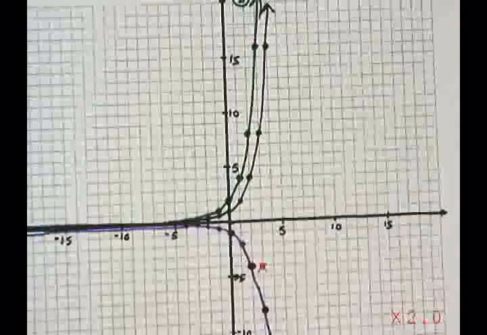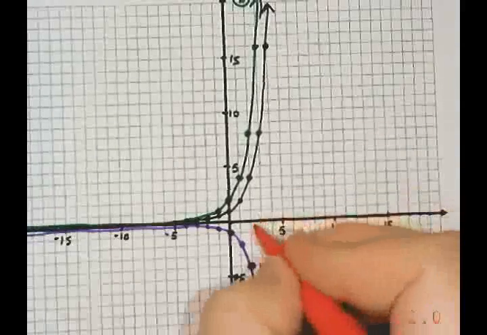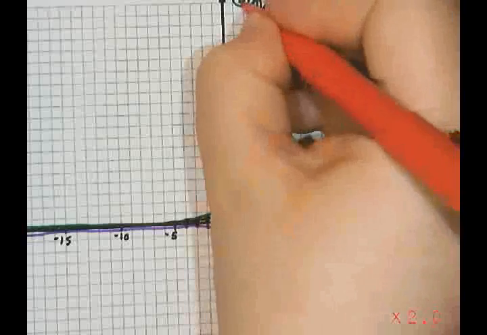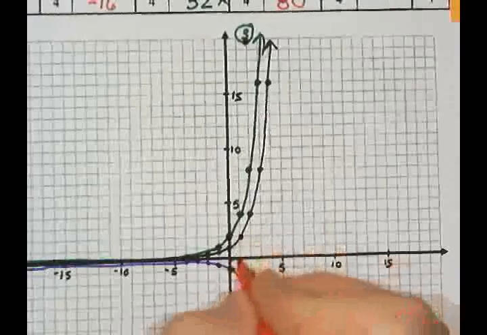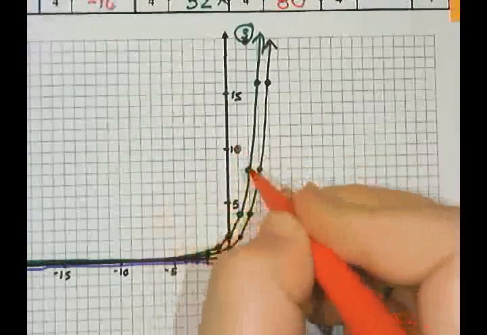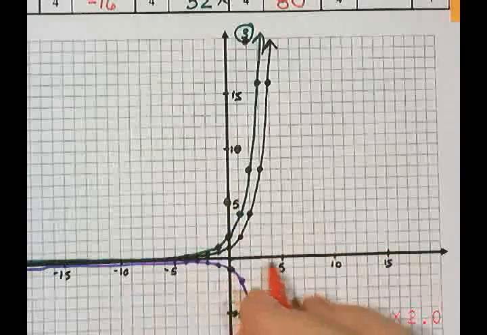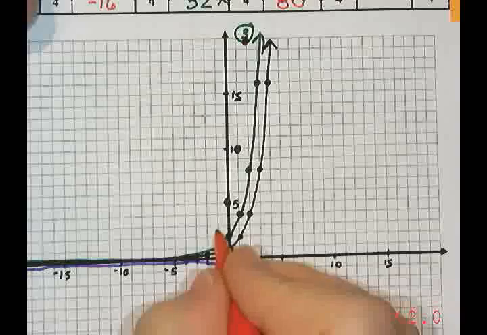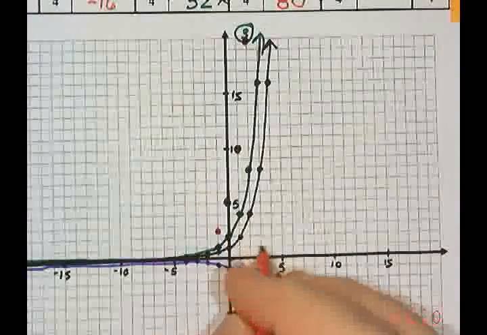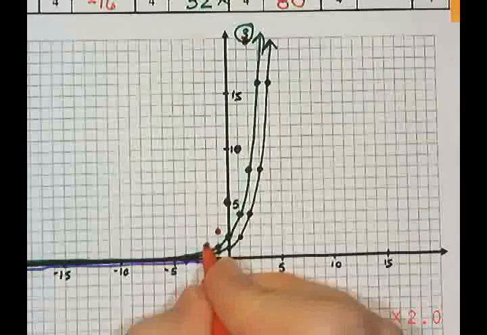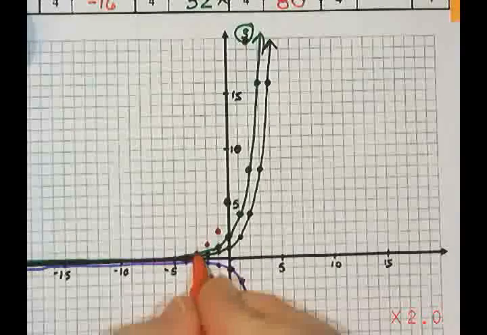So 4 and 80 is not going to fit. 3 and 40 is not going to fit, but 2 and 20 should fit. So I'm going to mark on 2 and 20, which is all the way up there at the very top. 1 and 10, 0 and 5, -1 and 2.5, so that's going to be 2 squares and then a half. And then 1.25 should be a little bit above 1. And then 0.625 is going to be a little bit below 1.